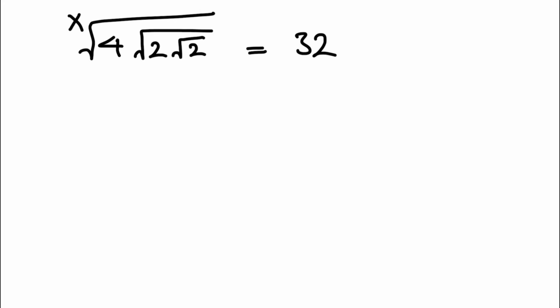Alright guys, welcome back. We're going to be solving another question in today's video, where we have the x-th root of 4 times the square root of 2 times the square root of 2 is equal to 32, and we have to figure out the value of x.